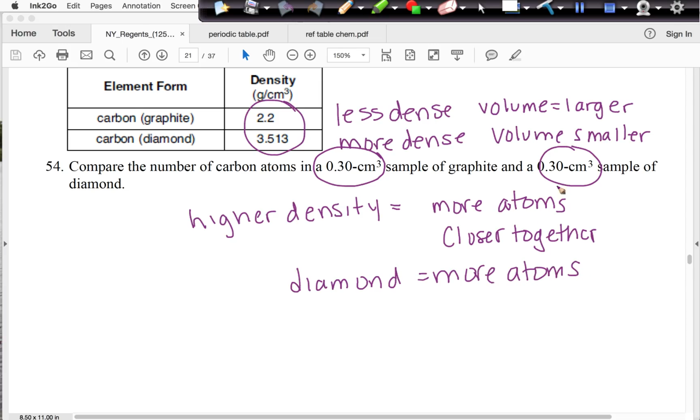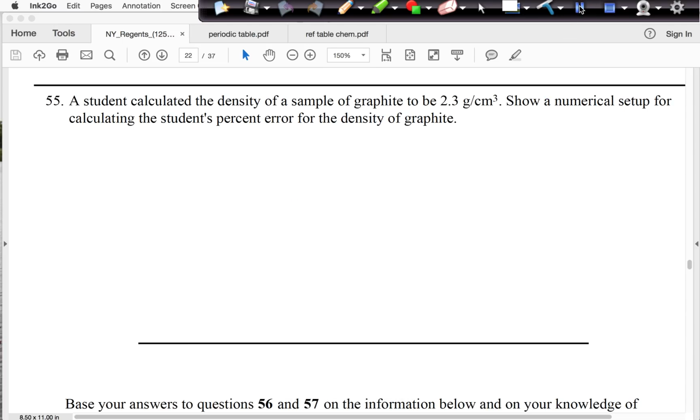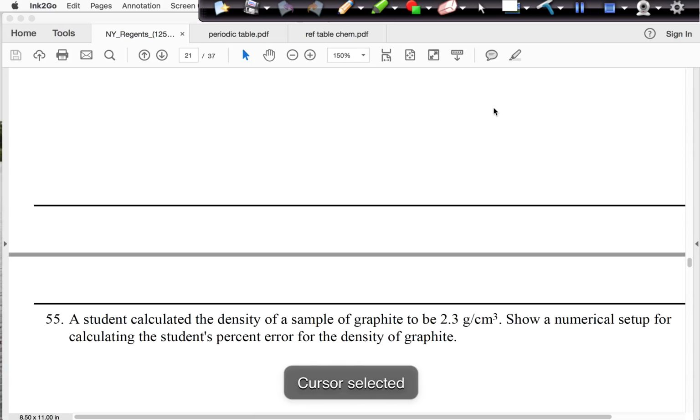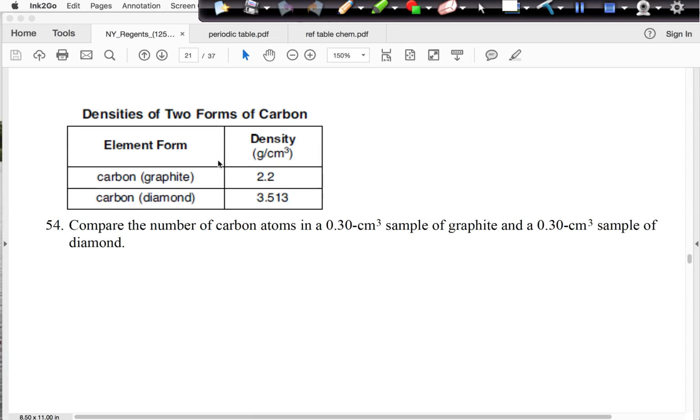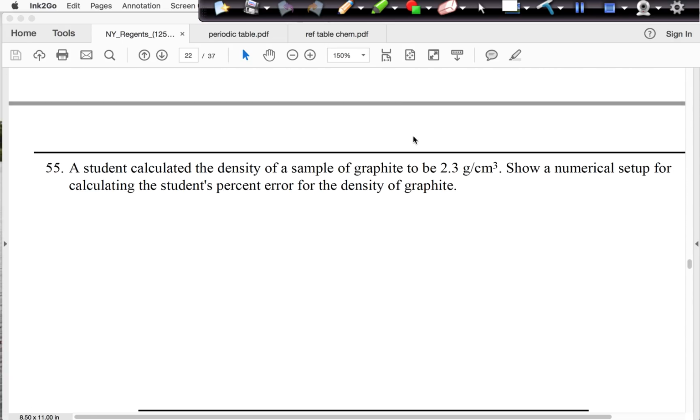More dense means, because these 2 atoms have the same mass per atom, more dense means that there's more atoms in the same volume sample. It says the student calculated the density of the sample to be 2.3 grams per centimeter cubed, and if we look back up at the table, remember we always want to look back, the accepted value is 2.2 grams per centimeter cubed.